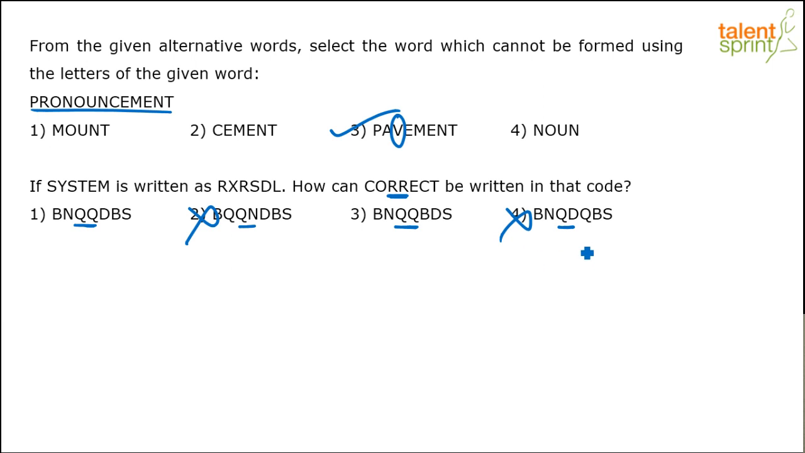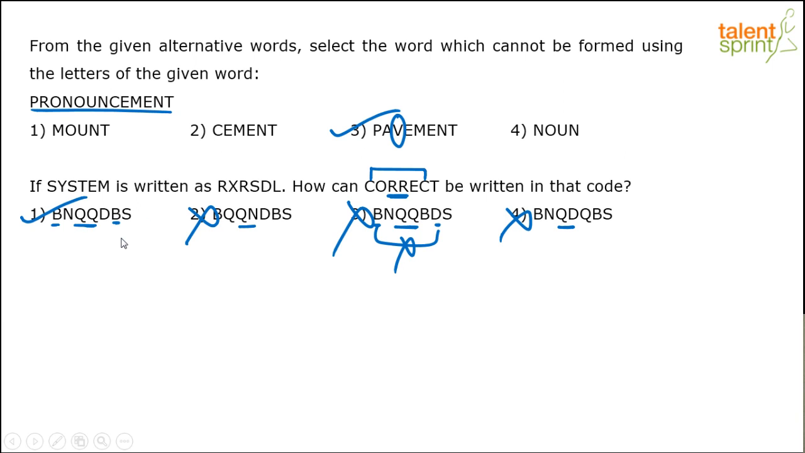So eliminated. Likewise, I also see that the first and the last but one, first and six letters, right? First and six letters are also same. So in the code also, the first and six letters have to be same. So here it is B, here it is B. So possible. Here it is B, and in this case it is D. Are these two same? No. So this also is eliminated. Hence option 1 is the answer.